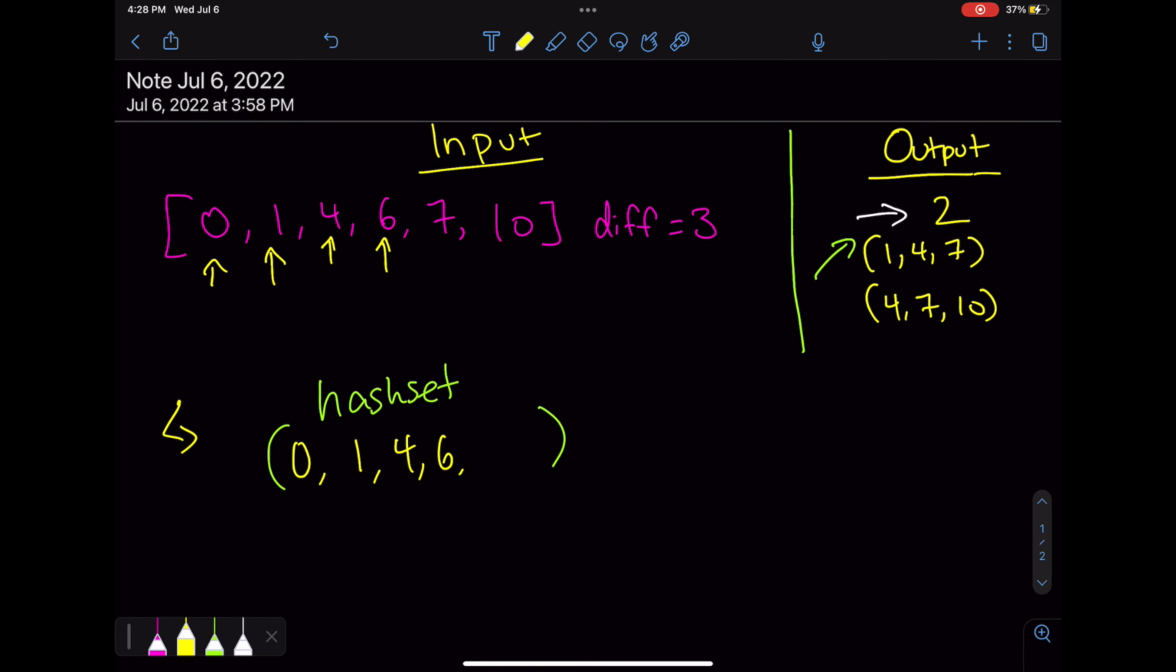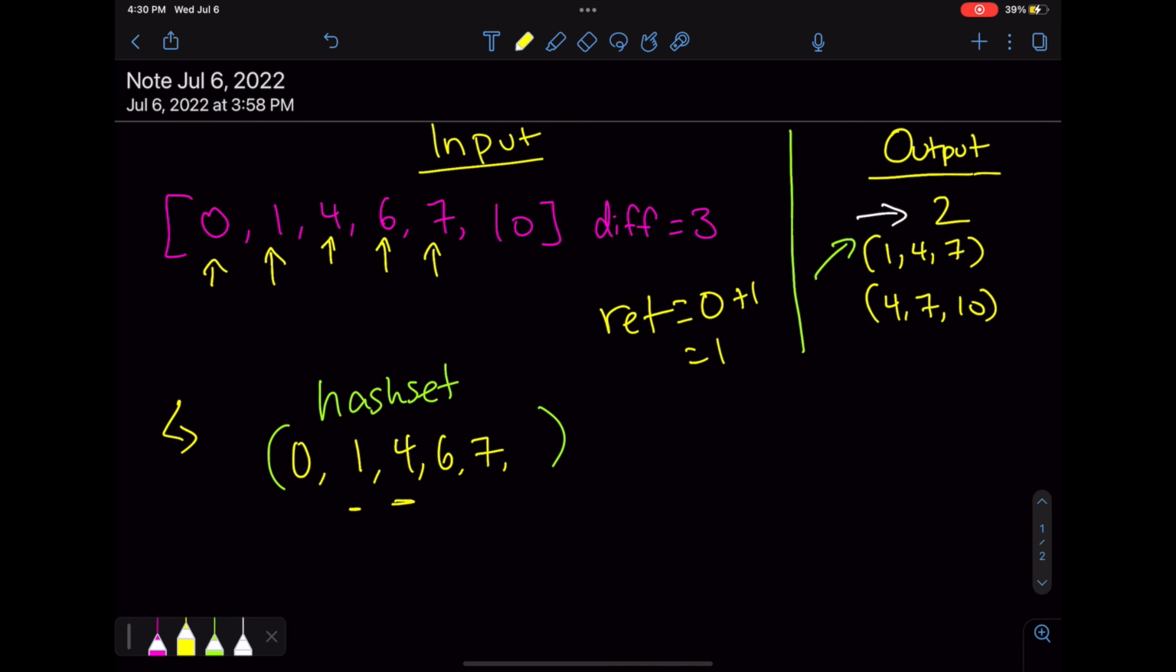And now the beauty comes when we look at 7, since we know that it's one of our two triplets that we have here. Now we ask ourselves, is 7 minus the diff, which is 3, in our hash set? So is 7 minus 3, which is 4, in our hash set? Yes, it is. Then we ask ourselves, is 7 minus 2 times 3, 2 times the diff, which is 1, in our hash set? Yes, it is. Since both of those conditions are met, we would have a return variable right here with a value of 0 to start off with. After both conditions are true, we add 1 to this return value, so we'd have 1 right now. And right before we move on, we want to add 7 to our hash set.